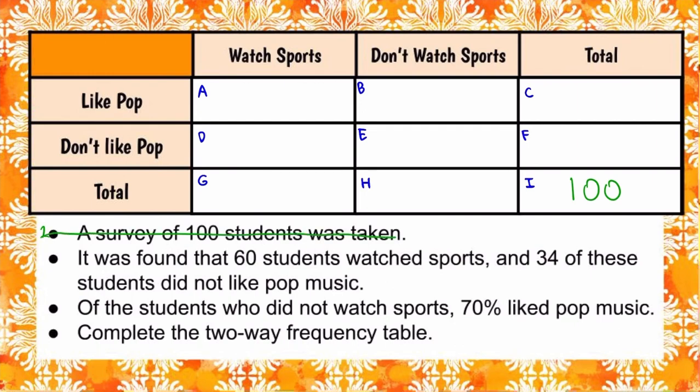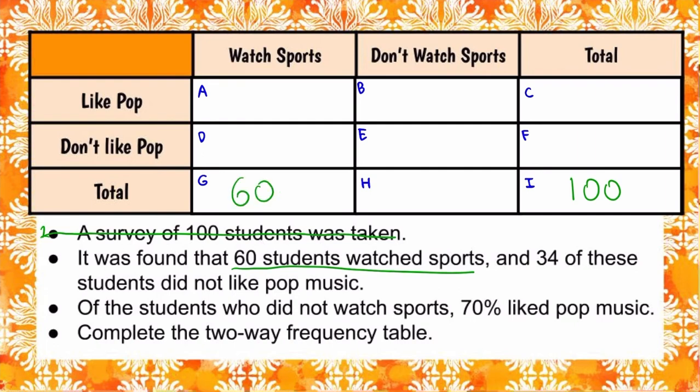Let's look at clue number 2. It was found that 60 students watch sports. What box do you think that goes in? Well, it just said 60 students watch sports. They didn't mention anything else. So that could go in the total.